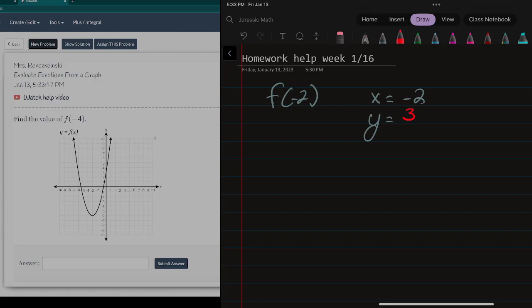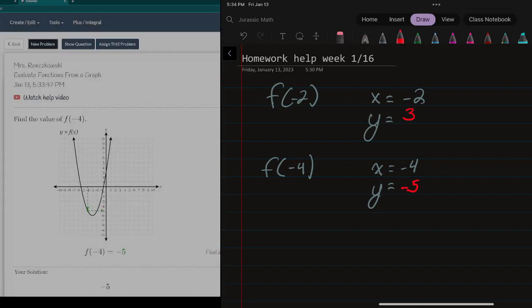So here's another example. It's asking us to find f of negative 4. So once again, that means x equals negative 4. Y equals, go back to the graph. I go to negative 4 on the x-axis right here. I follow it down to right here, which is at negative 5. So my y is going to be negative 5, and I can type that in. And there we go. It is correct. So awesome. That was evaluating functions from a graph.